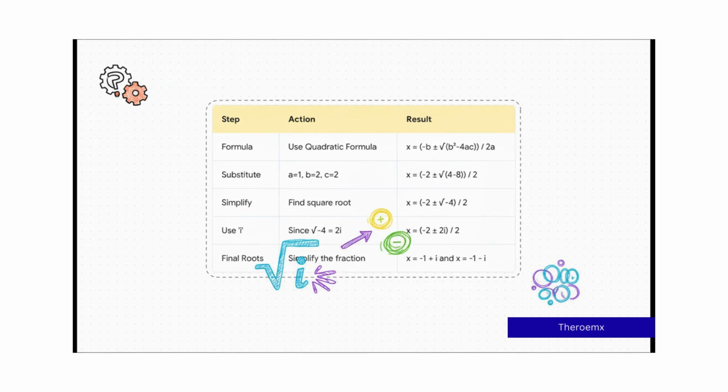We know that the square root of -4 is just 2i. So we swap that in, simplify the fraction, and boom, there they are. Our two beautiful complex roots. x equals -1 plus i, and x equals -1 minus i.